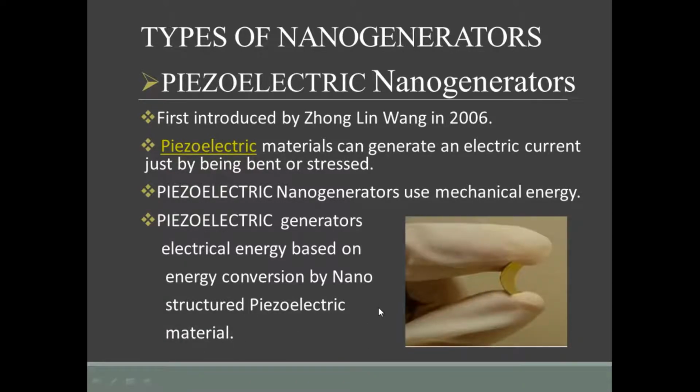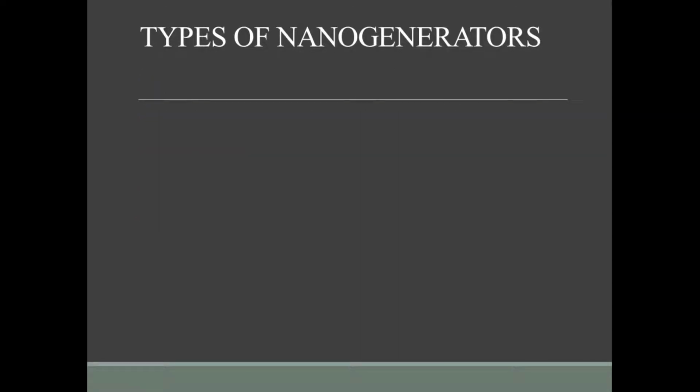Here is the diagram showing that we can produce electricity in the nanogenerators just by compressing, applying a stress, or bending this nanogenerator. Electricity will be produced because it is very sensitive, having nanowires inside it.